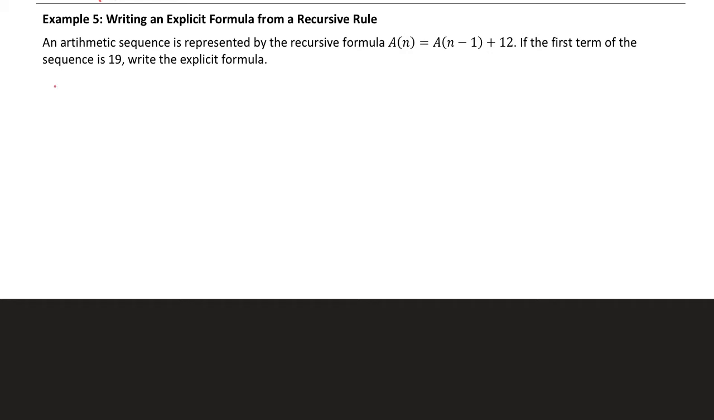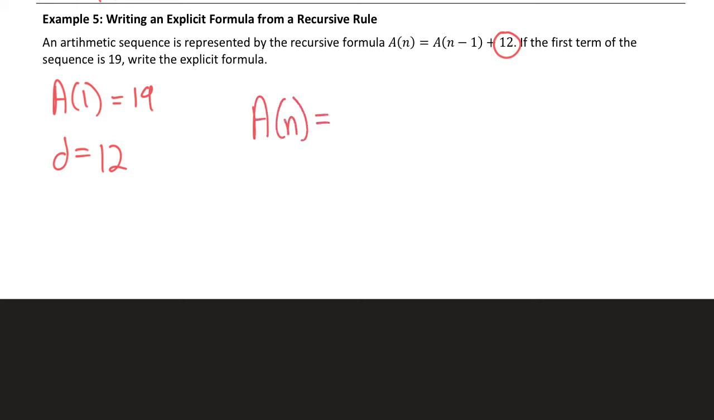So again, we have to know the first term, which is given to us, is 19, and we need to know the common difference. From this recursive rule, the common difference is positive 12, because it says take the last term and add 12. So the explicit rule, to find the nth term, you take your first term and you add n minus 1 times 12.